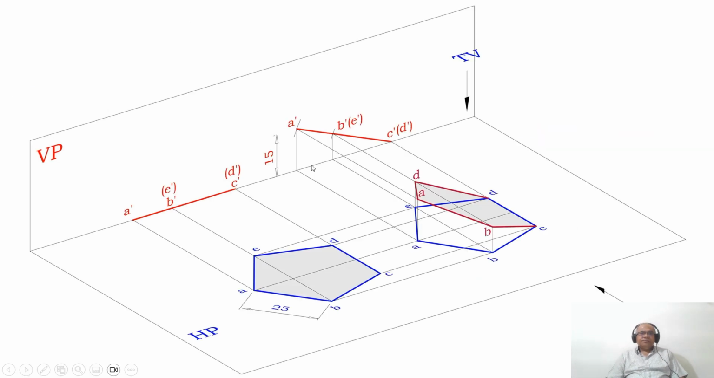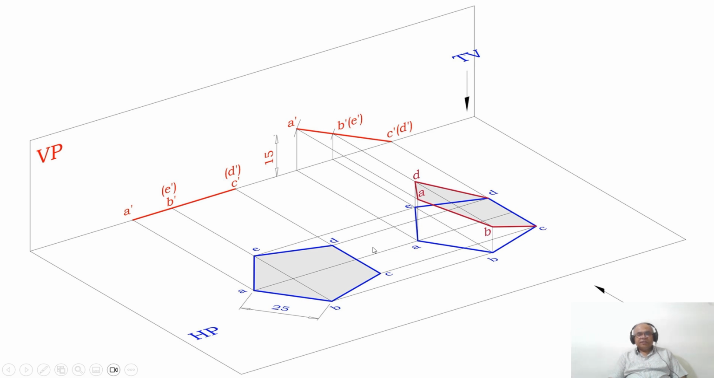Now, the edge opposite to the corner is above HP by 50 mm. So he says it is resting on one of the edges on HP. So you consider one of the edges is on HP, that is C dash D dash. So here CD. Now the corner is also resting on HP. Now what you want is this corner to be above HP by 15 mm. That is what we have shown here. The corner is above HP by 15 mm, where CD, the edge opposite to this corner, is resting on HP.